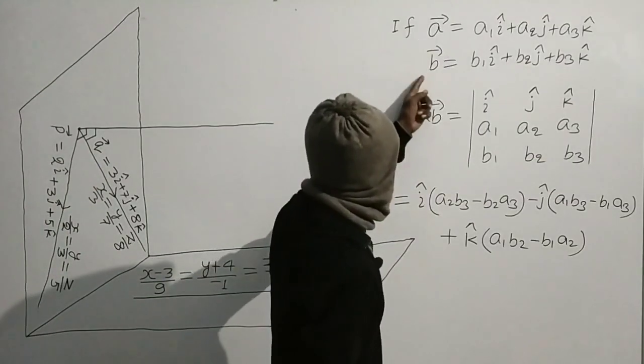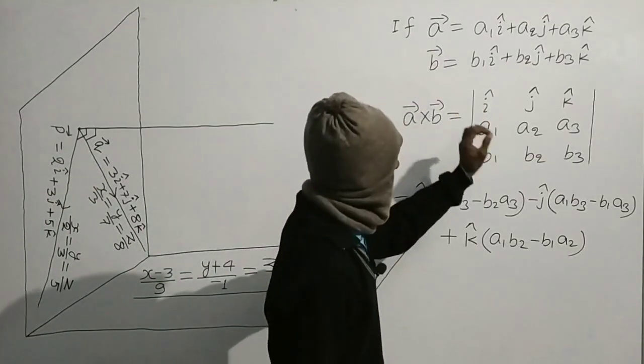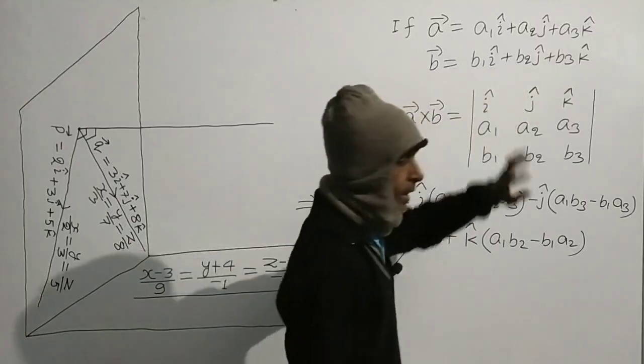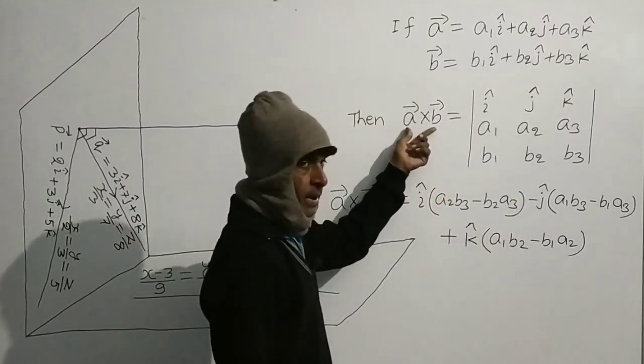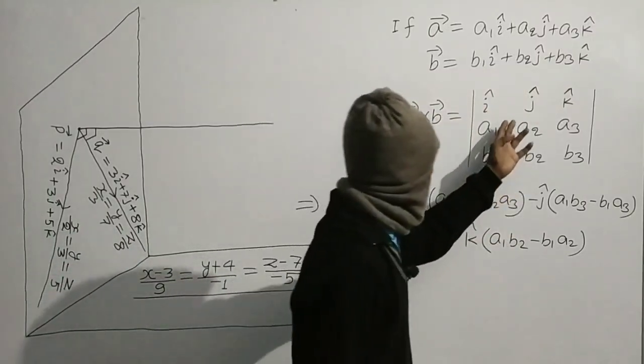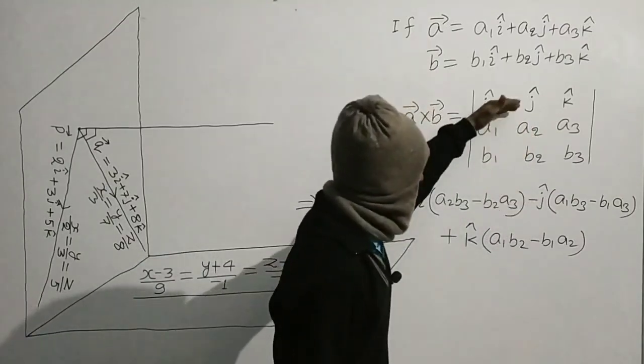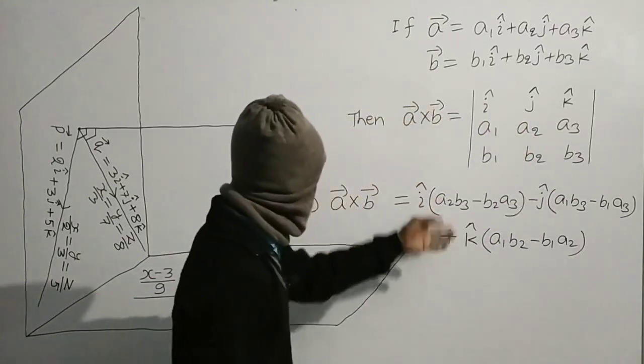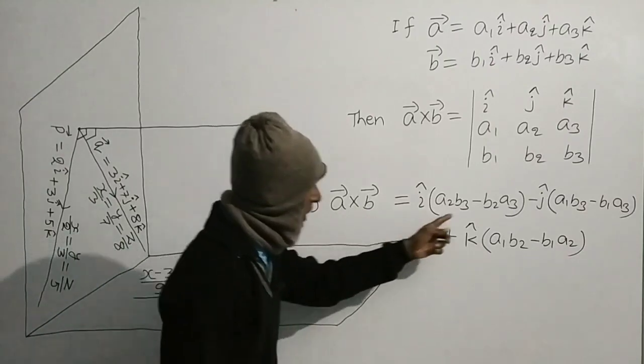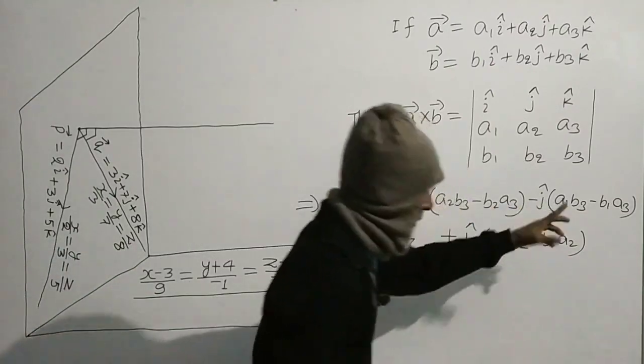When two vectors A and B are given in terms of i, j, k, then A cross B is equal to this determinant. After expanding this determinant, we get the value of A cross B equal to this.